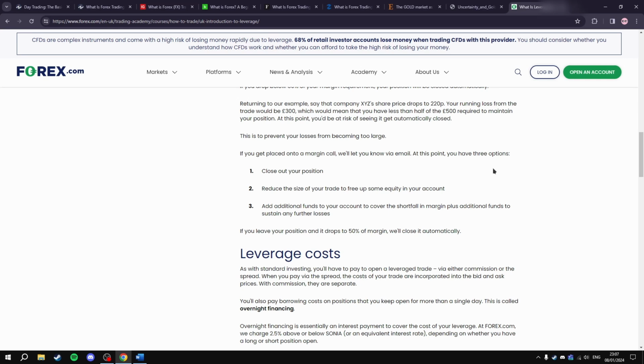If you get placed on a margin call, we'll let you know via email. At this point, you have three options: close out your position, reduce the size of your trade to free up some equity in your account, or add additional funds to your account to cover the shortfall in margin, plus additional funds to sustain any further losses. If you leave your position and it drops to 50% of margin, we'll close it automatically.